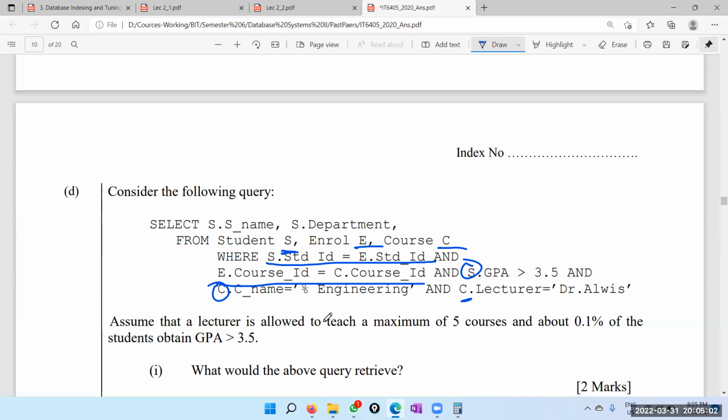Assume that a lecturer is allowed to teach a maximum of 5 courses, and about 0.1% of the students obtain a GPA greater than 3.5. What would the above query retrieve? That question. What would the above query retrieve? Is it asking you to explain the result of the query? And why have they given these numbers? So those are my questions now.